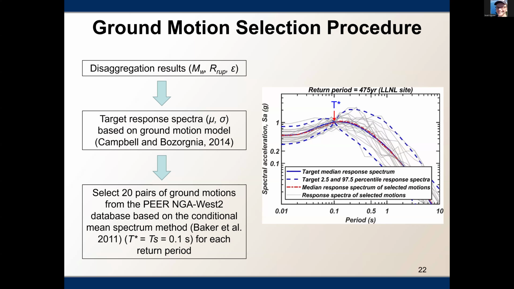So this is the result of selection. Here is the spectral acceleration versus period. The blue lines are the target median response spectrum and the target 2.5 to 97.5 percentile response spectra. Since this is a conditional mean spectrum method, we have the least variance at the conditioning period. The red line shows the median response spectrum of the 20 selected motions, which are shown by the gray lines here. And you can see that these motions all lie within the confidence bounds of the target spectrum. So it's a good thing.